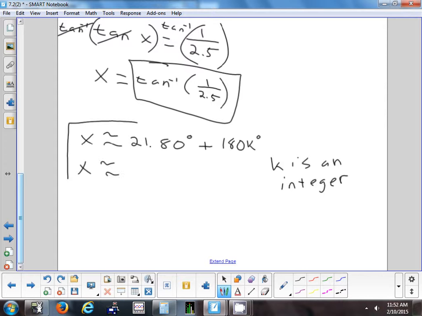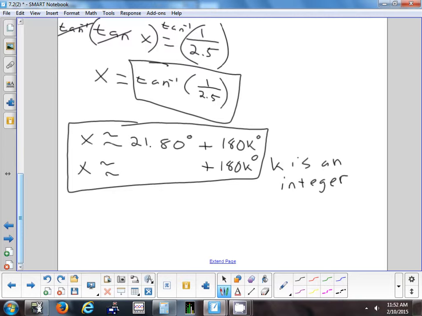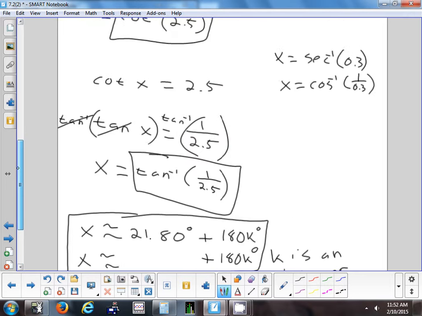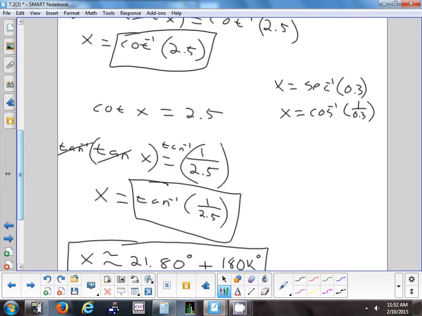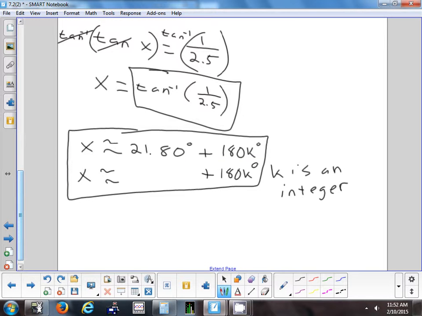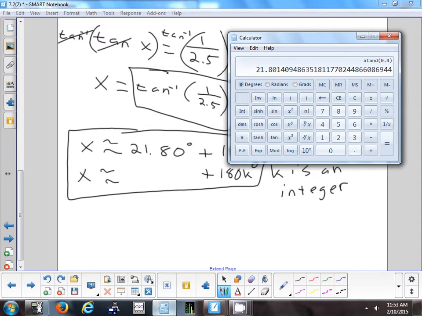Okay, now I need the other answer. Well, the other answer is still going to have a plus 180k. If we go back to the very beginning, we're trying to find where the tangent or cotangent equals a positive number. Same thing. Which quadrant is tangent positive in? Quadrant 1. And what's the other one? 3. We're in quadrant 3. Who can tell me, what do I do with my reference angle in quadrant 3? Yep. You add that by 180. All right, we're going to add 180 to that. 180 plus 21.8. We get 201.8.